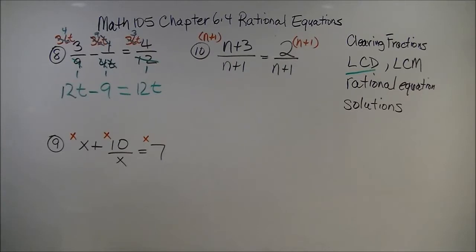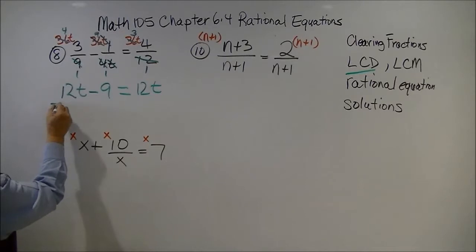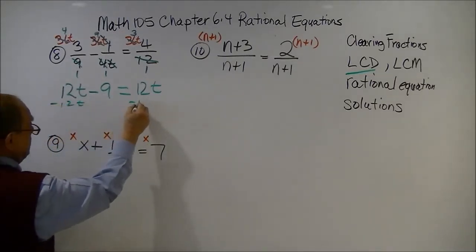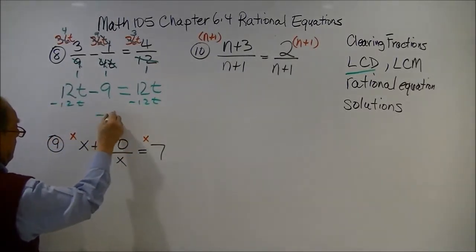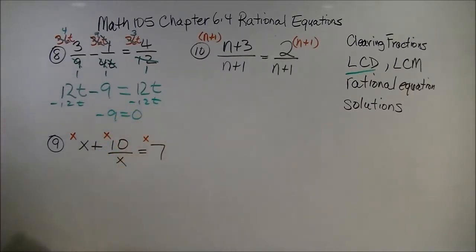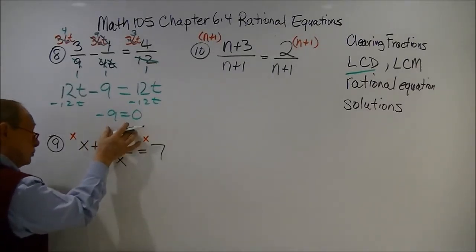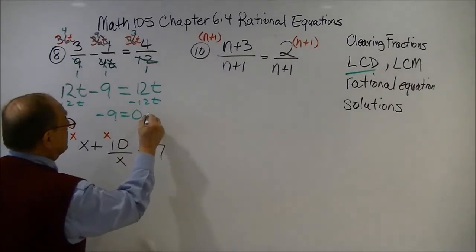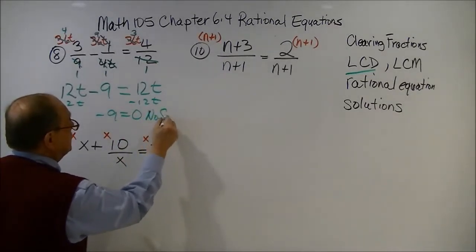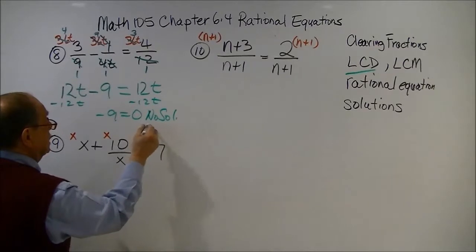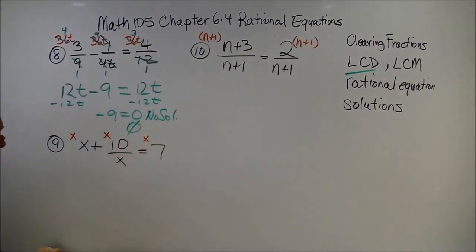Uh-oh, something's going to happen here. Notice that if I subtract 12t from both sides, I get negative 9 equals 0. Is this a true statement? No. And what did we say when we ended up with a not a true statement? That there was no solution. Or we said it's an empty set.